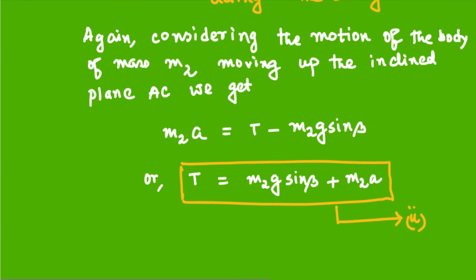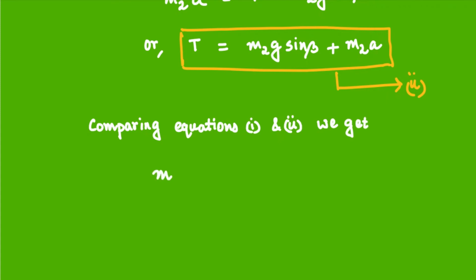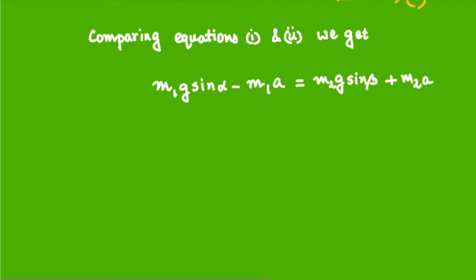Now comparing equations 1 and 2, we get m1g sin alpha minus m1a equal to m2g sin beta plus m2a, or m1a plus m2a equal to m1g sin alpha minus m2g sin beta.